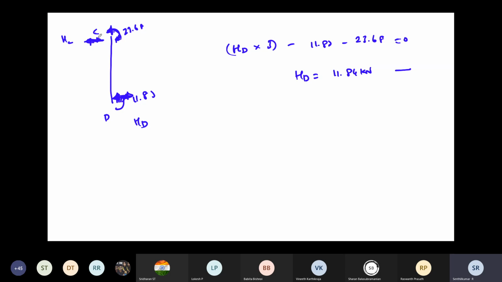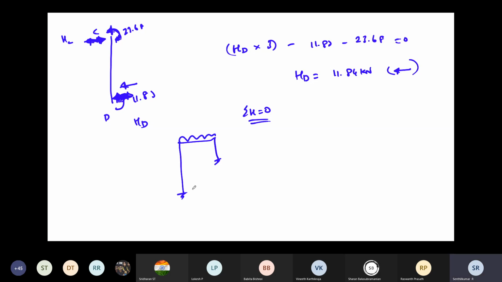It should be here, then only I can make it positive. Clockwise direction, right? HD is clockwise only, you will get HD into 3. Then only it will be positive. So the direction will be like this. This is my HD. So if I want to find out summation of H equal to 0 in terms of the whole frame, summation of H equal to 0 for the whole frame.